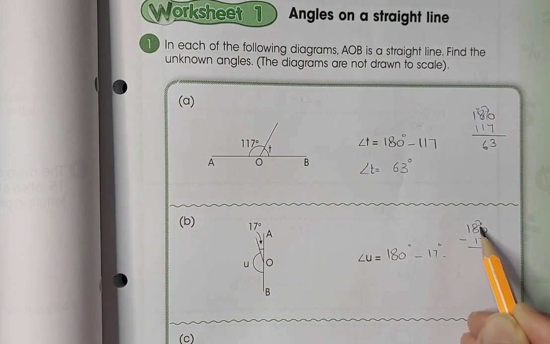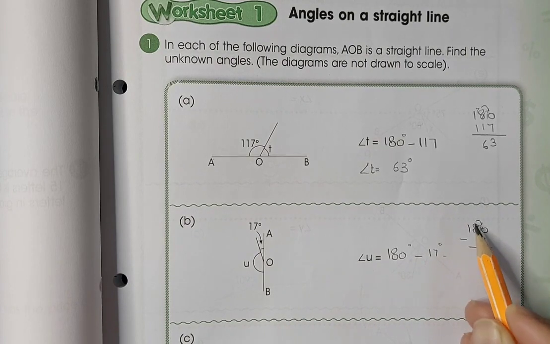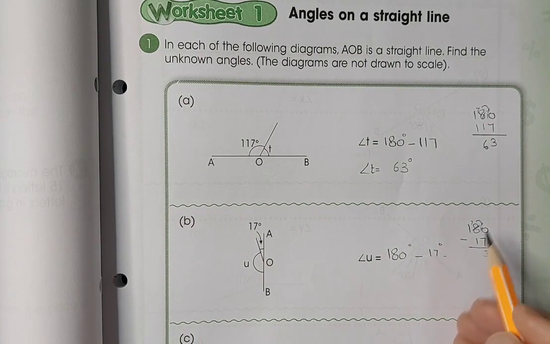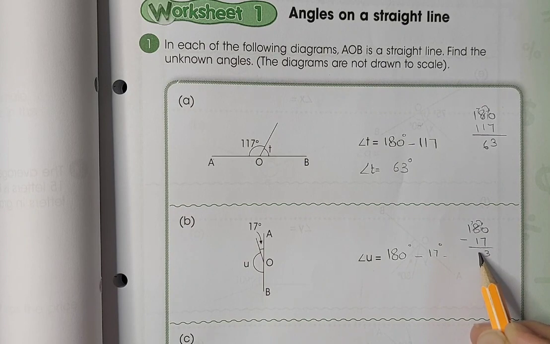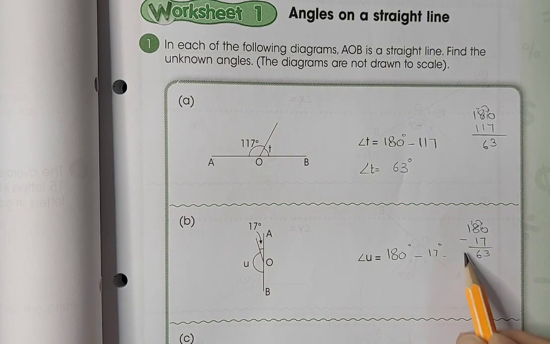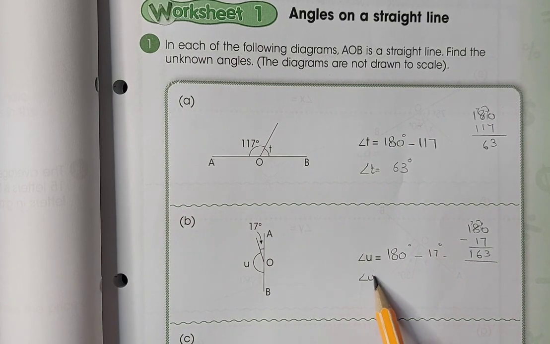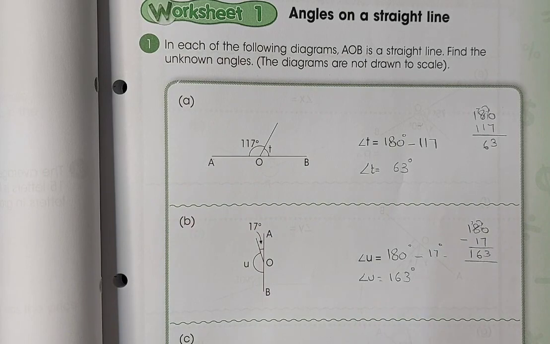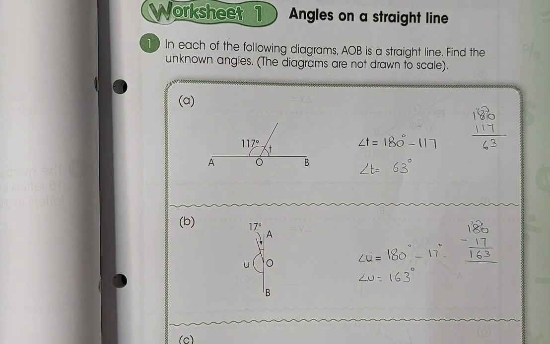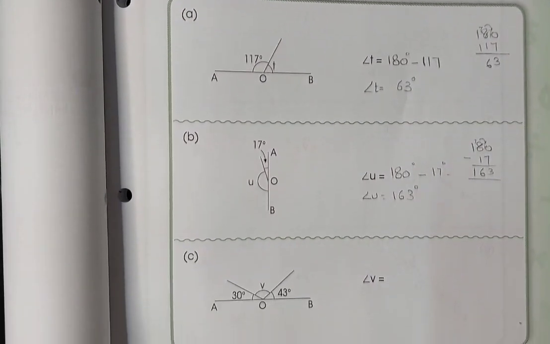So what will our answer be when we subtract 180 and 17? Again 10 minus 7 is 3, 7 here, 7 minus 1 is 6. Then 1 we have to carry down. So it will become angle U is equal to what? 163 degrees. Okay, now move on to part C.